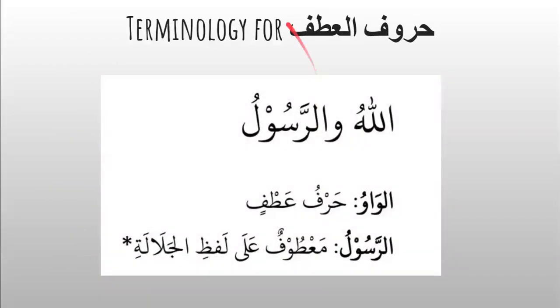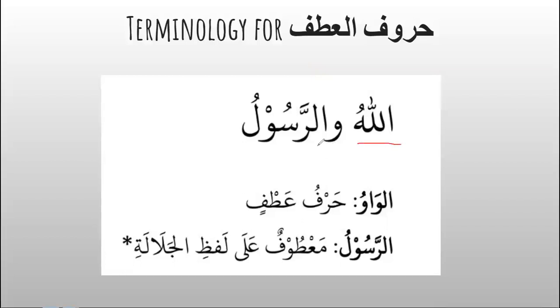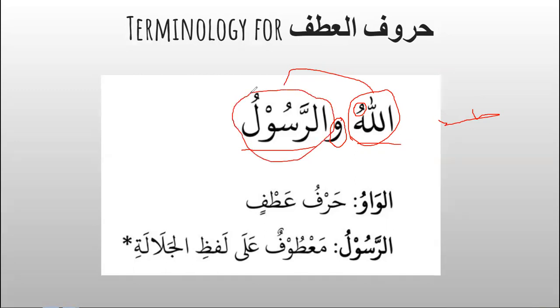We can look at an example, and then we can understand. See, Wallahu wa Rasulu. It means we should follow Allah and the Messenger. So we should follow is here, and then Allahu. See, Allahu is rafa, and wa is connecting to this word, the lafzul jalala, and that's why rasulu is also rafa.